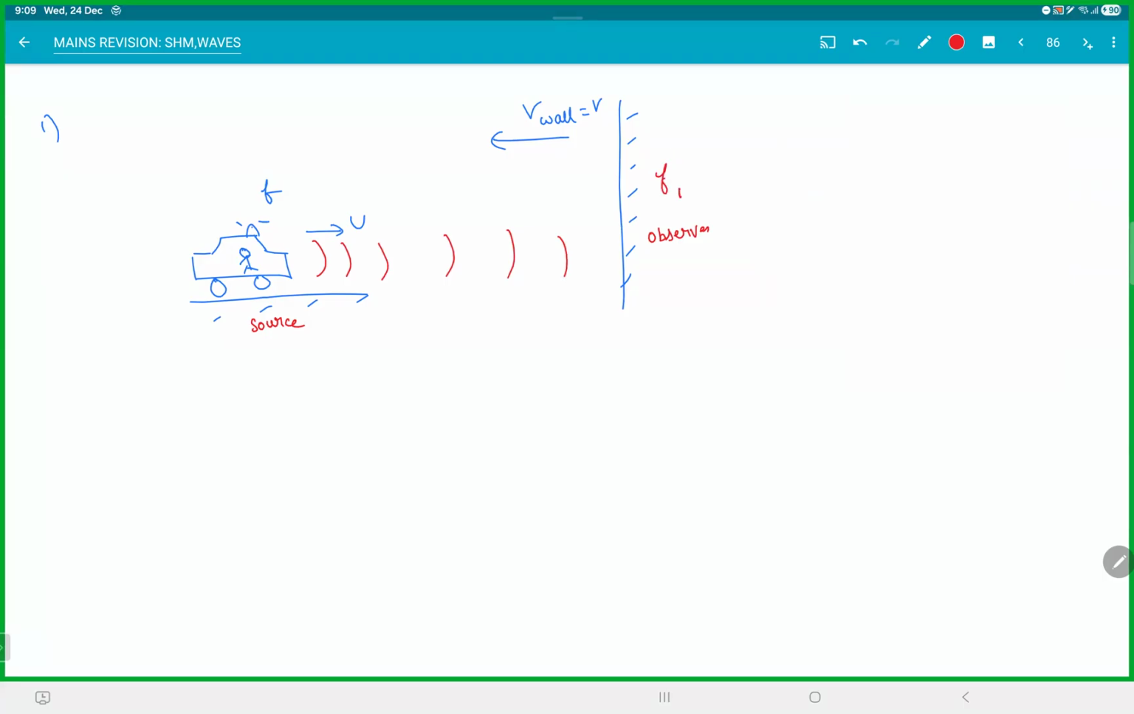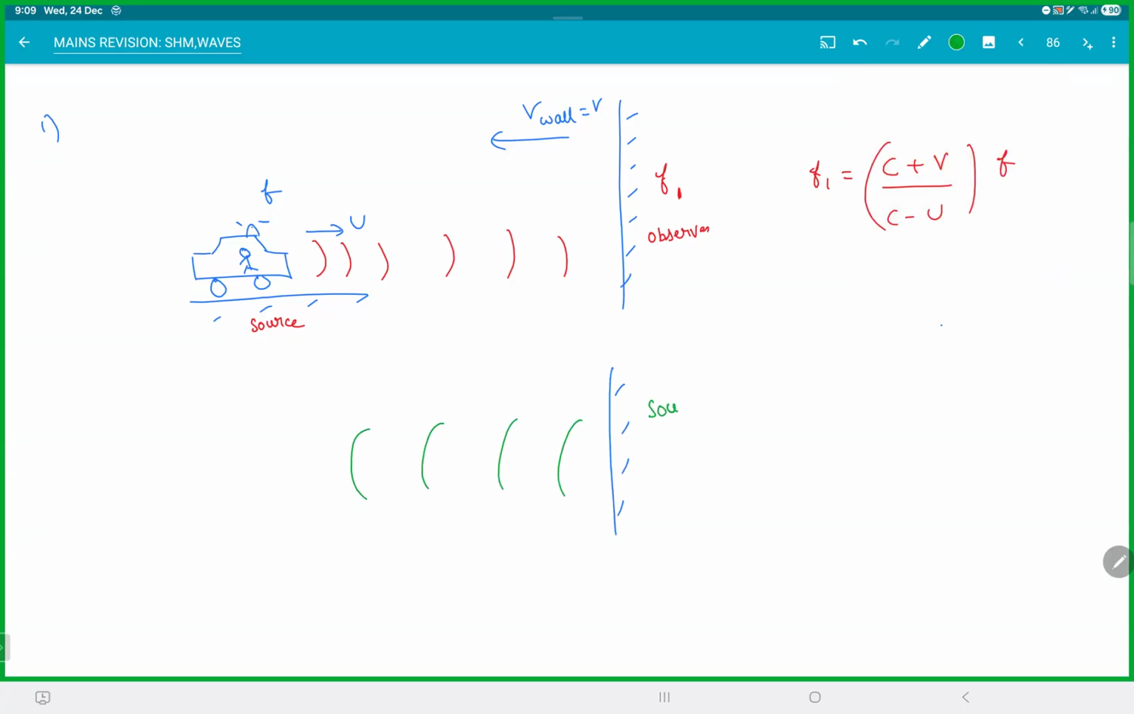Let's call it F1. Observer is coming towards the source, so C plus V, and the source is also coming towards the observer. This will be C plus V by C minus U into F. This is the frequency heard by the wall. Now what will the wall do? Whatever frequency it hears, it will send that only.